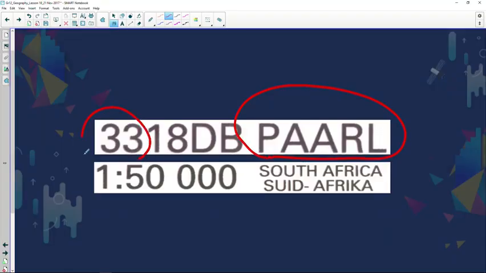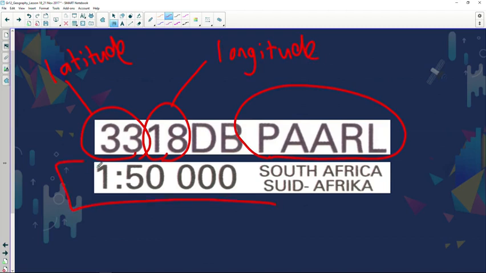The 33 represents latitude, the 18 represents longitude, and the 1 to 50,000 represents the scale of the map. And that's on your right hand side corner of the map. It means the map has been reduced 50,000 times.